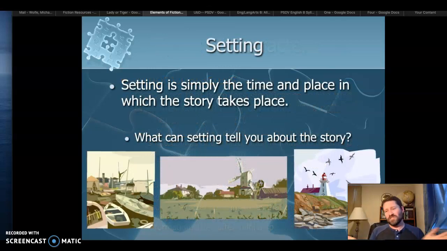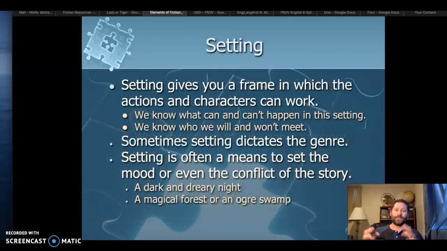So, setting, simply put, right, is the time and place in which a story takes place. But there's a lot more to it, right? So when we're asking this question here, what can setting tell you about the story? Well, a lot, right? So let's dig into that just a little bit real quick. First off, setting gives you a frame in which the action and characters can work, right? So it's here's my frame, and I understand everything that can happen in that, right? We know what can and can't happen in the setting.